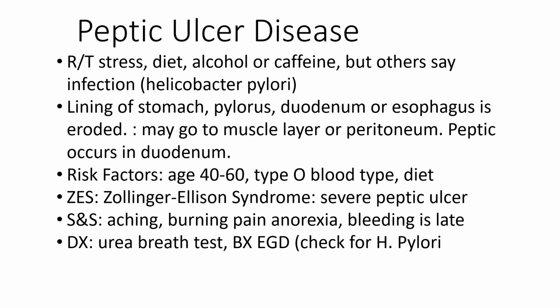Zollinger-Ellison syndrome is a condition in which gastrin-secreting tumors or hyperplasia of the islet cells in the pancreas cause an overproduction of gastric acid, resulting in recurrent peptic ulcers, so that's a syndrome in and of itself. The signs and symptoms include aching, burning pain, anorexia, and bleeding, of course, occurs late in the syndrome.